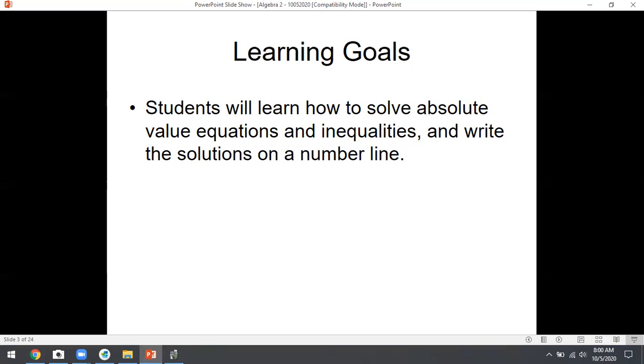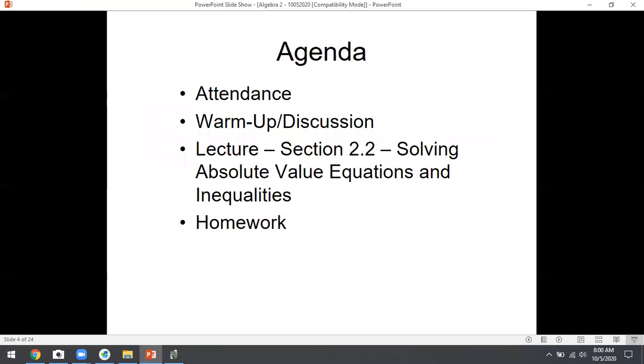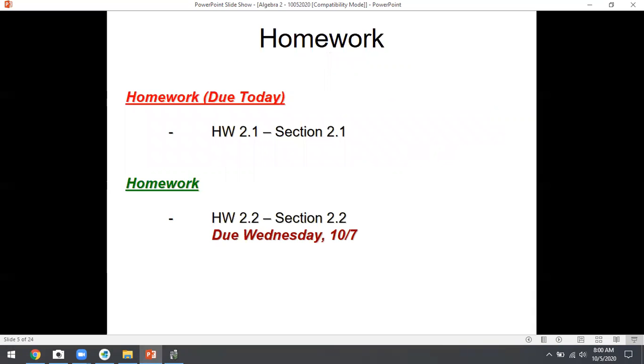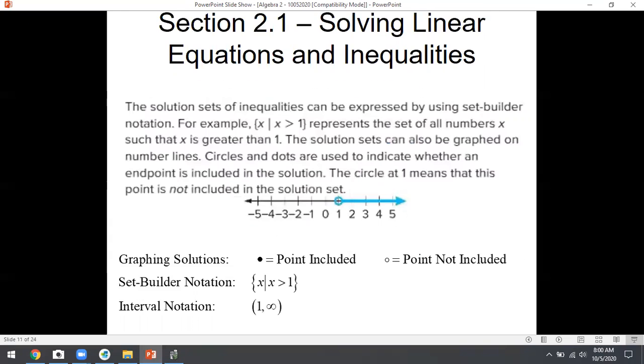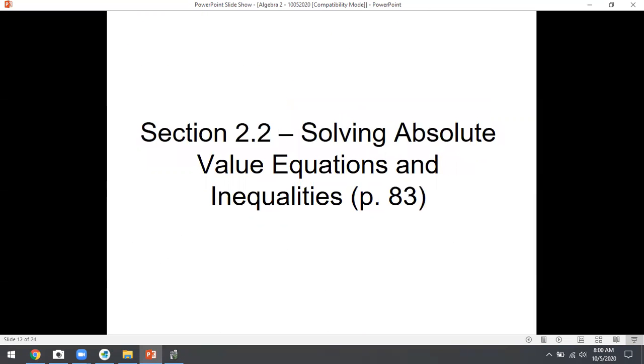Of course, with the new topic today comes new homework, and then we have section 2.2 homework going to be due in a couple days on Wednesday. Tomorrow will be a work day to work on it. Today, of course, we're going over it. So let's dive in. We're in Unit 2, notes, notes, notes. Here we go. Today is section 2.2. Solving absolute value equations and inequalities.